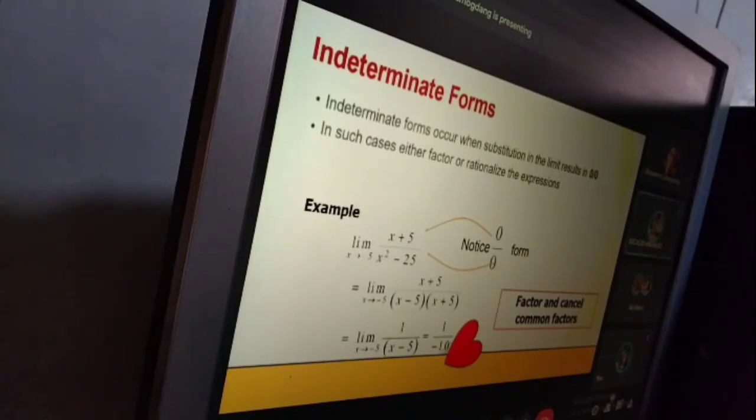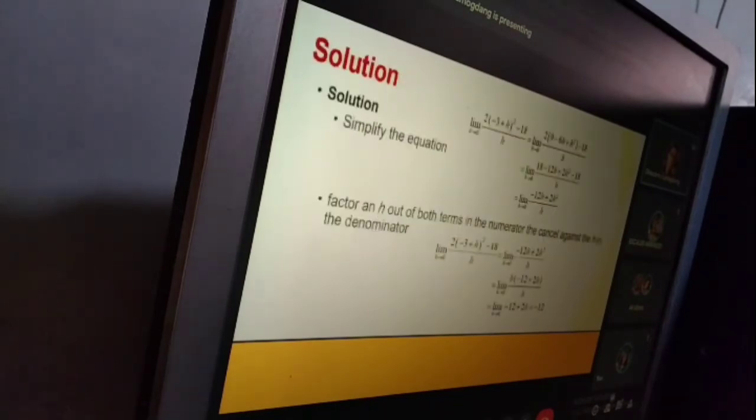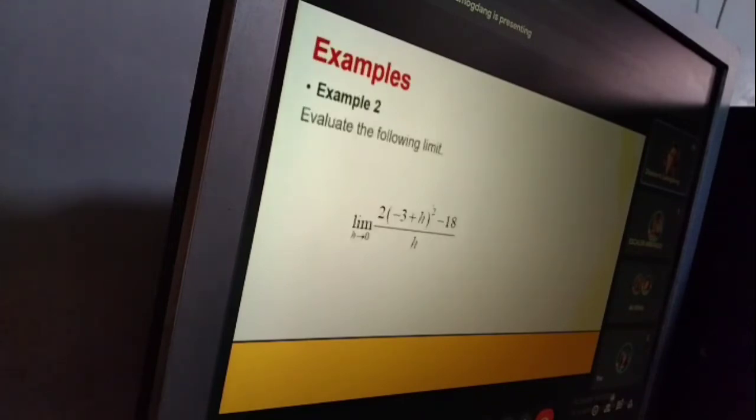Okay. Wala po. Okay, kung walang tanong, last example. Evaluate the limit of 2 times the square of the binomial negative 3 plus h minus 18 all over h as h approaches 0. Kung mag-direct substitution tayo dito, pag 0 na ito, undefined na yun. So hindi pwede na undefined yung ating sagot.